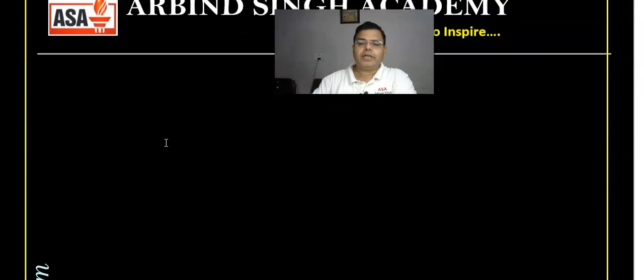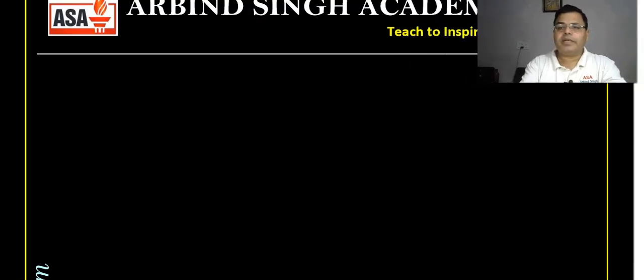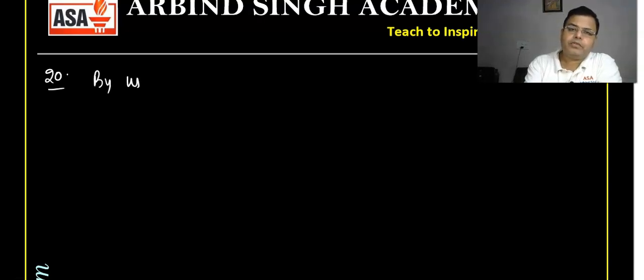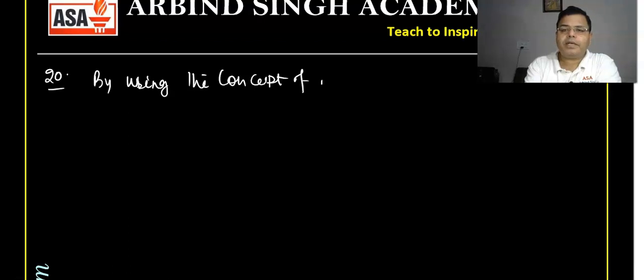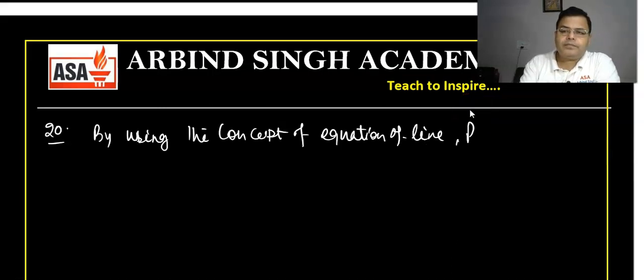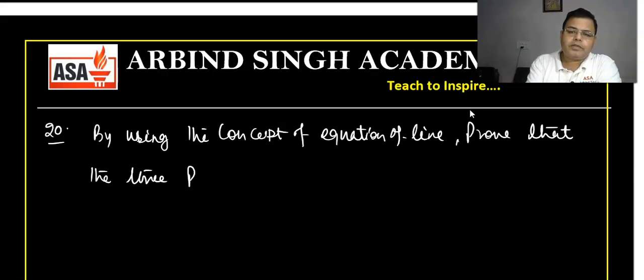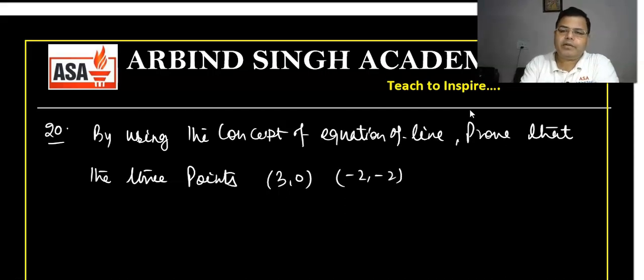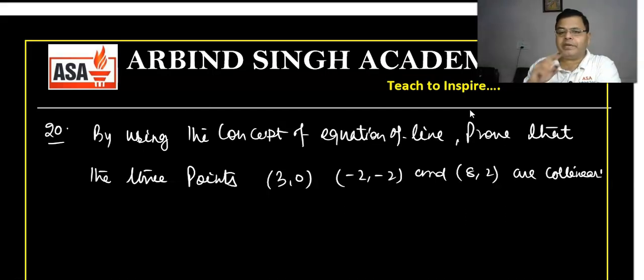Now the next question I would like to take up here is question number 20. That question is: by using the concept of equation of line, prove that the three points 3, 0, -2, -2, and 8, 2 are collinear. Now this one we have to prove.